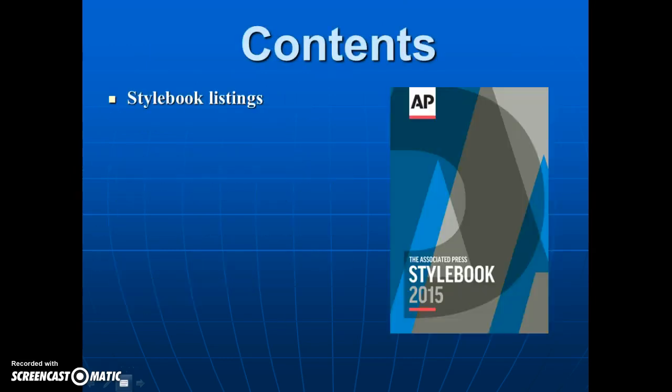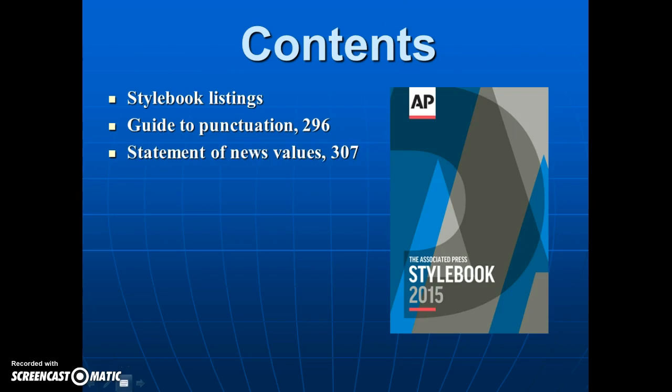What's in here exactly? It's going to go alphabetically for a few hundred pages with the main section of Stylebook listings before we get to page 296, and there's a guide to punctuation, and we'll hit the highlights of that in a future module. There's a statement of the news values, and we'll talk about this a little bit in class, in terms of how the AP, both as a Stylebook for the mass communication industry, journalism and PR, is the main style to use, but it's also a handbook for the people that work for the Associated Press.